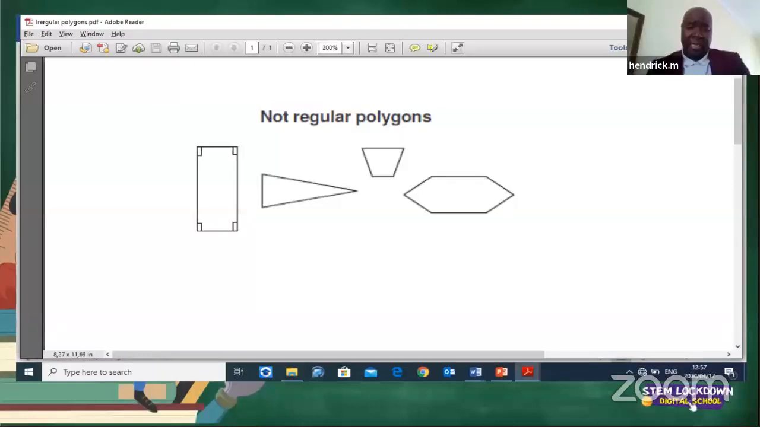We said that those are polygons, so the polygon must be equiangular. Not all sides are equal, not all angles are equal.